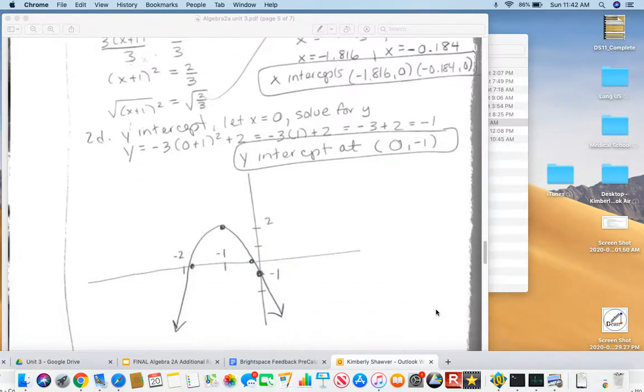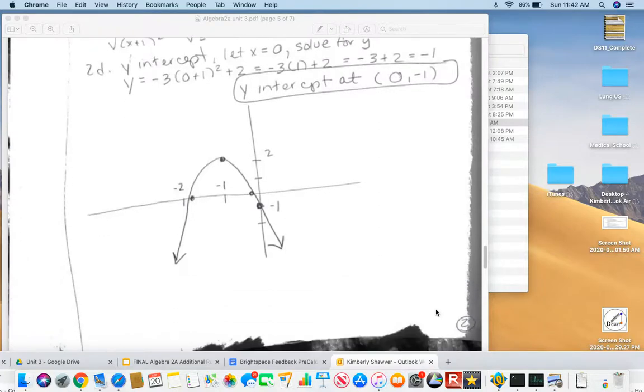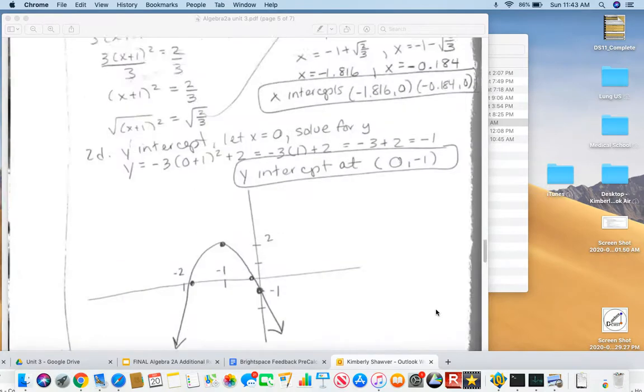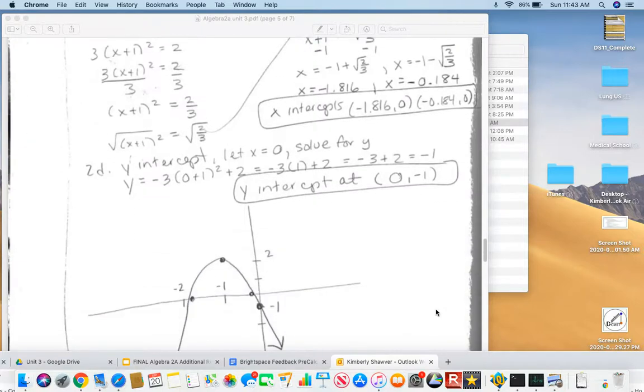So now what we're going to do is plot our points. We have our vertex at negative 1, 2, and then we have our x-intercepts, and we have our y-intercept as well.